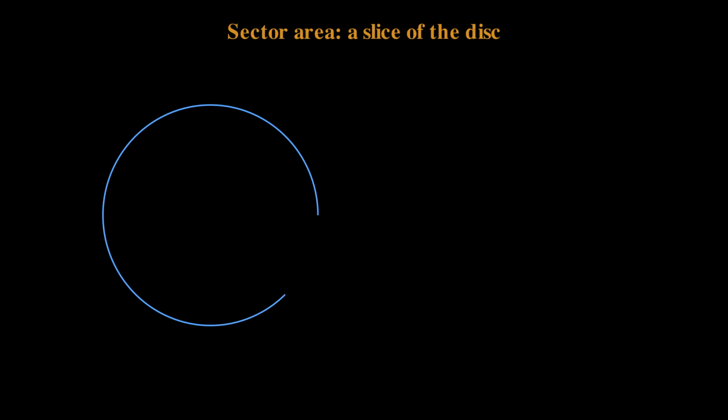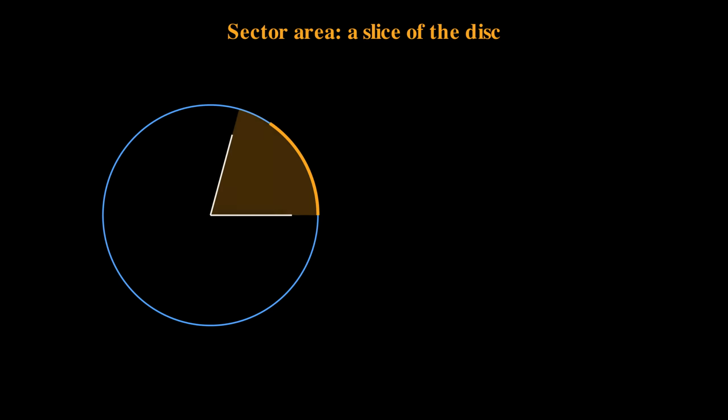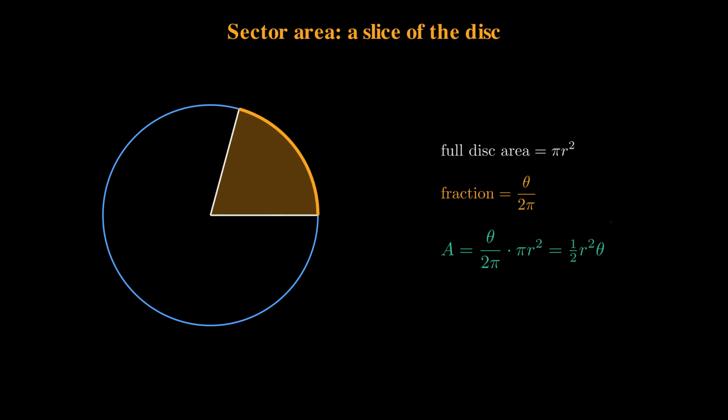The second payoff is the area of that slice, the sector. Think of it as a fraction of the whole disk. The full disk has area pi r squared and it spans 2 pi radians. Our sector spans theta radians, so it's the fraction theta over 2 pi of the whole. Multiply that fraction by the full area, theta over 2 pi, times pi r squared. The pi cancels, the 2 comes down, and you're left with 1/2 r squared theta. Sector area equals 1/2 r squared theta. Again, only in radians.